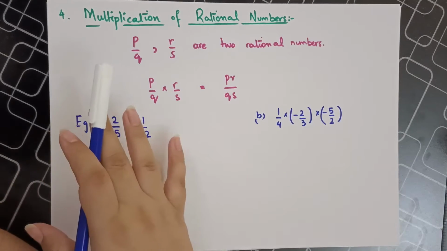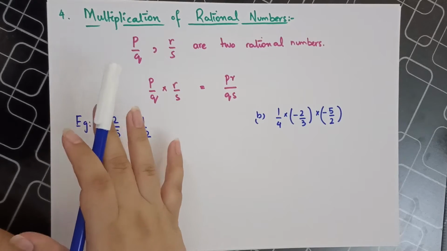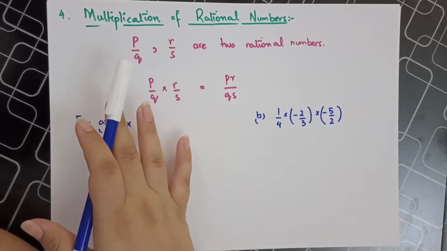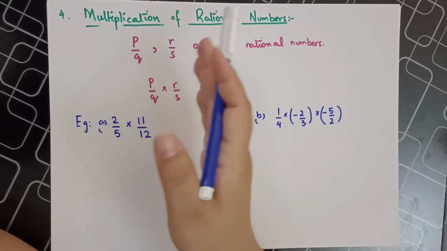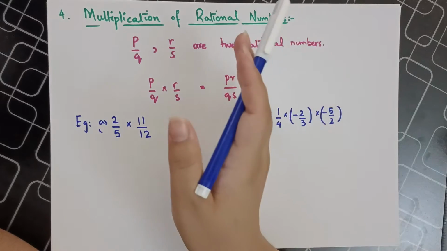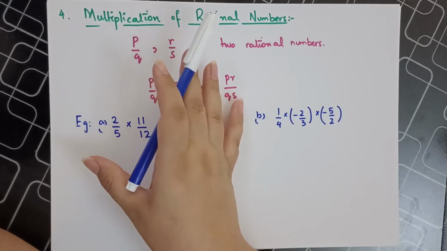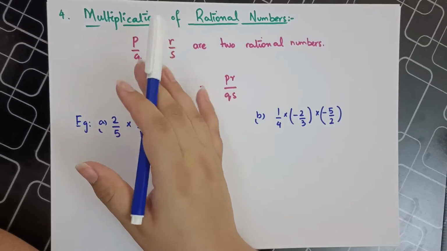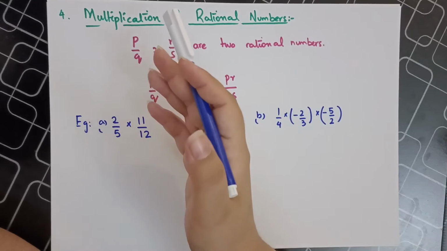So in these videos, I'm explaining one by one all the operations performed on rational numbers. Today we're going to discuss how to perform multiplication of rational numbers. In the previous videos, I've already explained very well that rational numbers are basically fractions, which may carry a positive sign or negative sign.